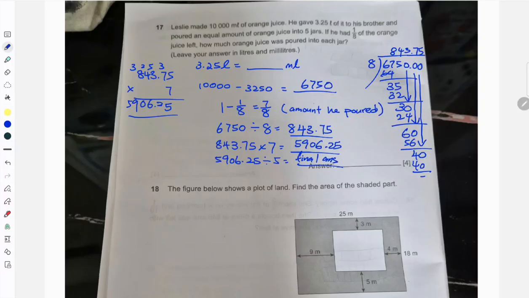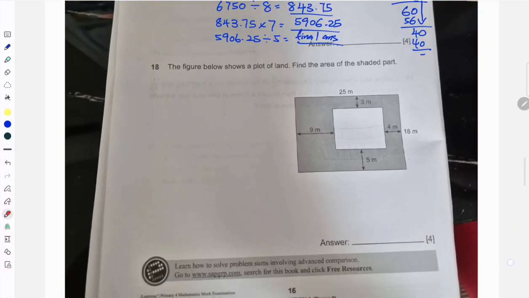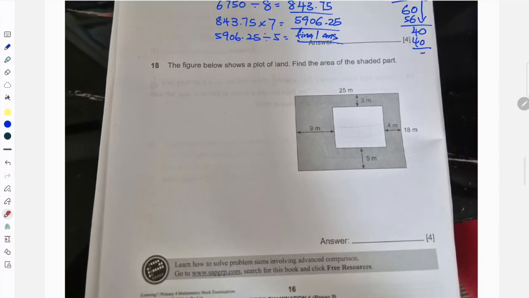Alright. Okay, but remember, this question says leave your answer in liters and milliliters. Remember, all these are in ml, right? So your final answer, the whole thing, you need to change to how many liters, how many ml. Okay, remember this. Presentation marks.